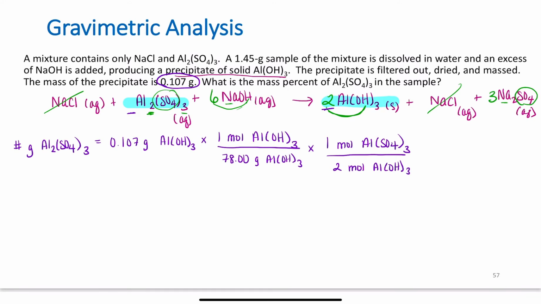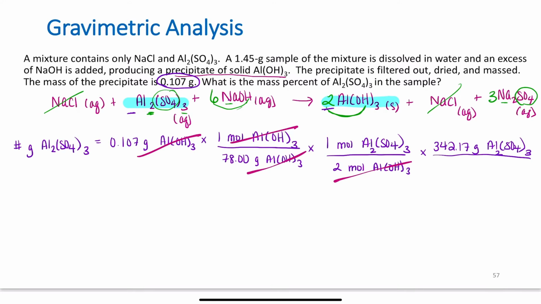Now, if you want to stop and check right here, it's a good place to check. This cancels out my grams of aluminum hydroxide. This cancels out my moles of aluminum hydroxide. I now have moles of aluminum sulfate. Since I have moles of aluminum sulfate, I know I can quickly convert to grams of aluminum sulfate. There's 342.17 grams of aluminum sulfate in every 1 mole of aluminum sulfate.